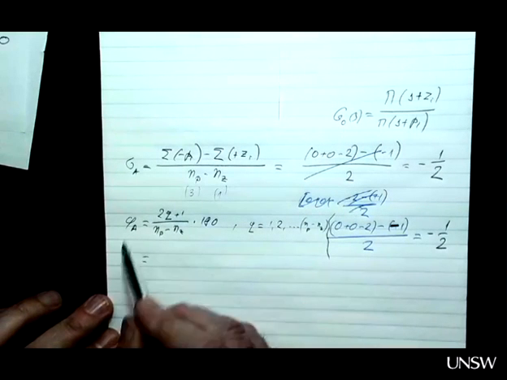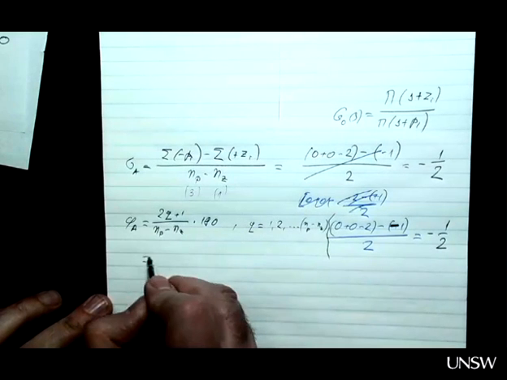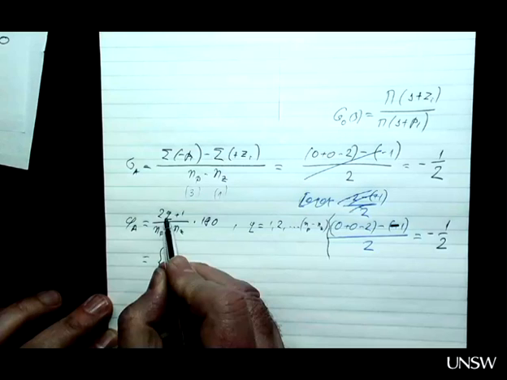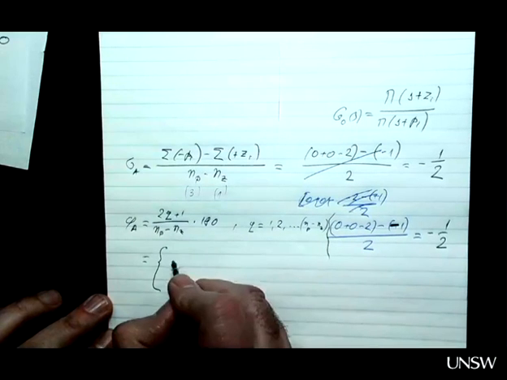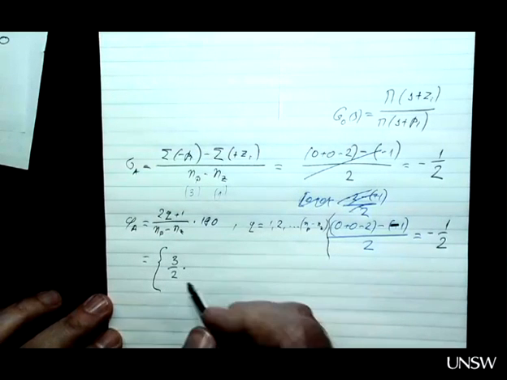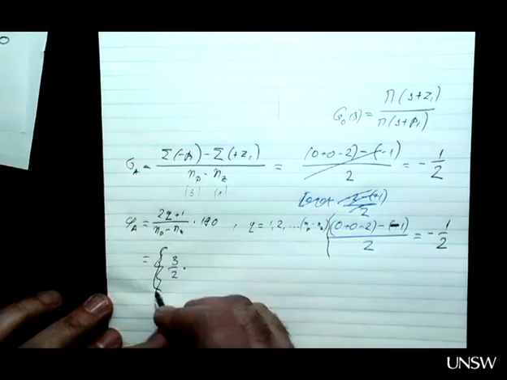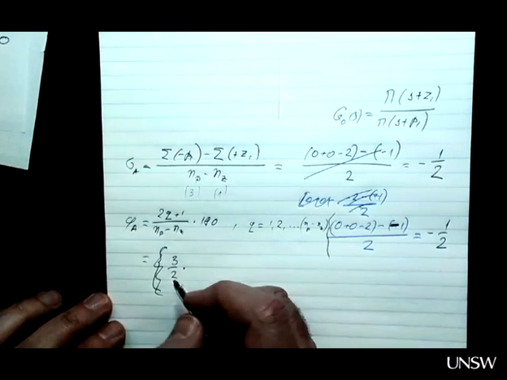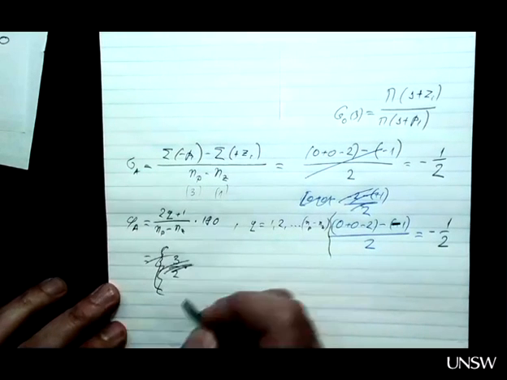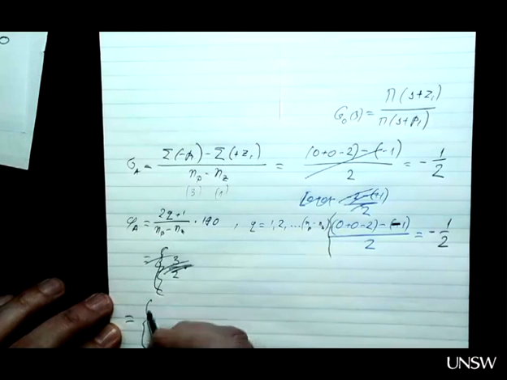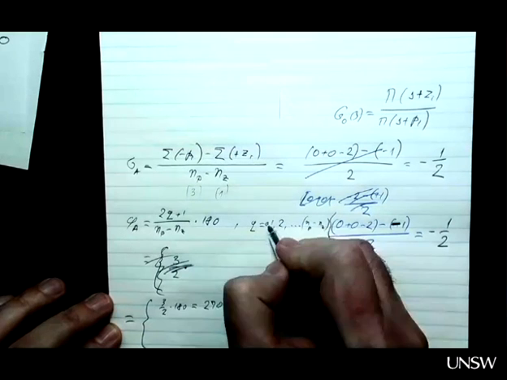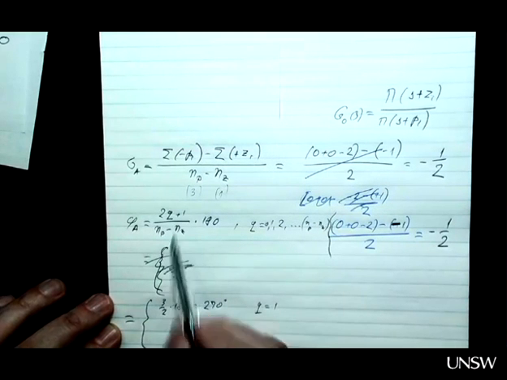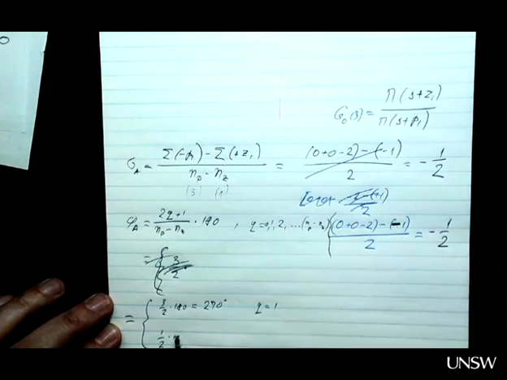So for Q equals 1, it's 3 over 2, 3 halves. I lost confidence now. Okay. 3 halves times 180, which is 270. That's for Q equal to 1. But it's easy if we start from 0. So if Q is 0, we have 1 by 2 times 180, which is 90 degrees for Q equal to 0.